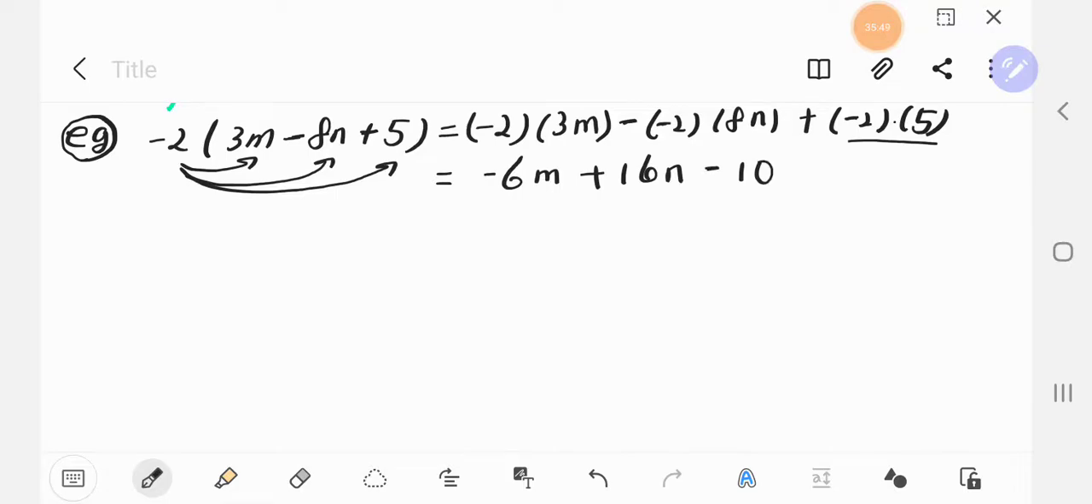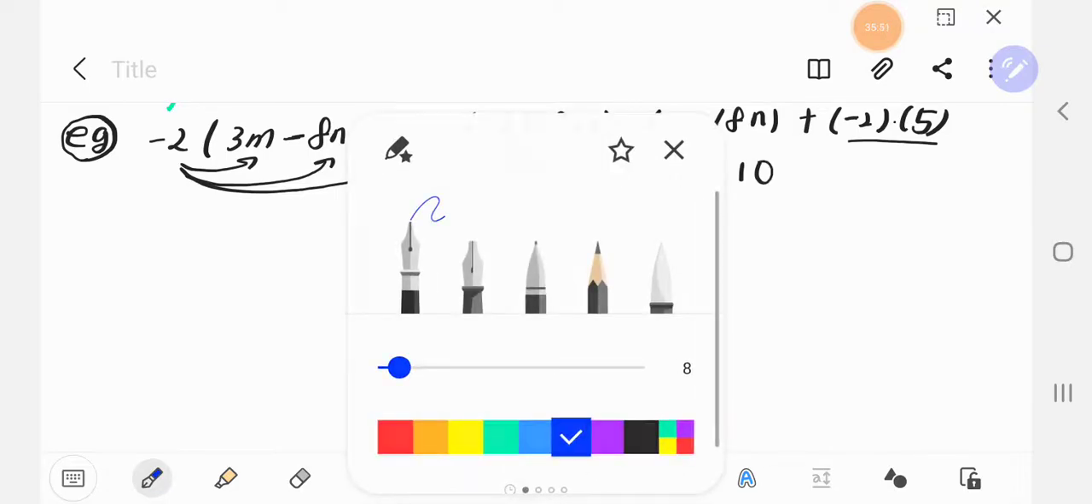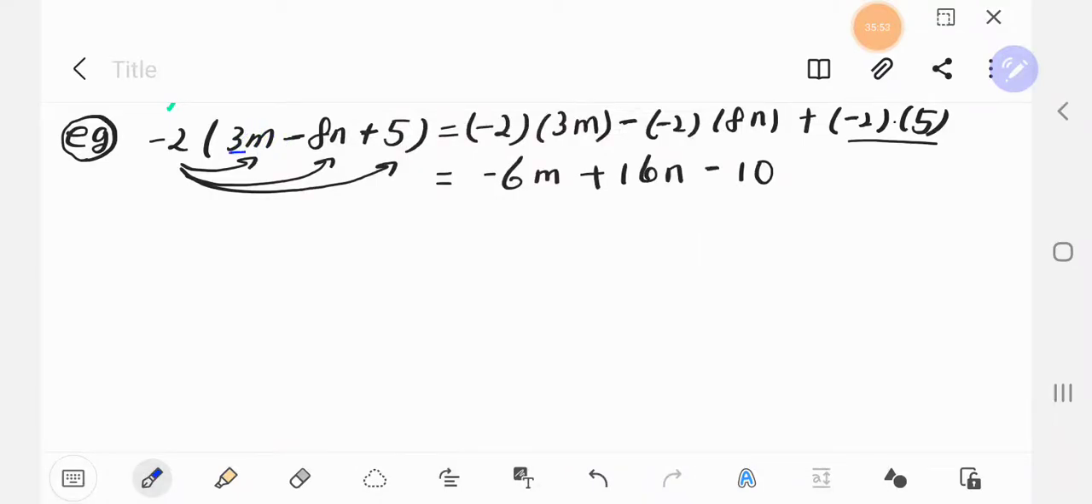Right? Or you can do it this way. So this 3m will be multiplied by negative 2, right? So you can just multiply this by negative 2. So negative 2 times 3m. And multiply this negative 8n by negative 2. And this is minus sign, so you can change the sign, make it plus, right? Plus. Change the sign.